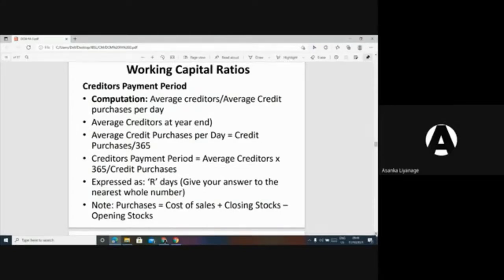Right. When we calculate the cost of sales, we add purchases to the opening stock and we deduct closing stock. When you calculate the other way around, the plus sign should become minus. That's why cost of sales plus closing stock minus opening stock gets you to purchases. Right, here also, the higher the number of days, not better.